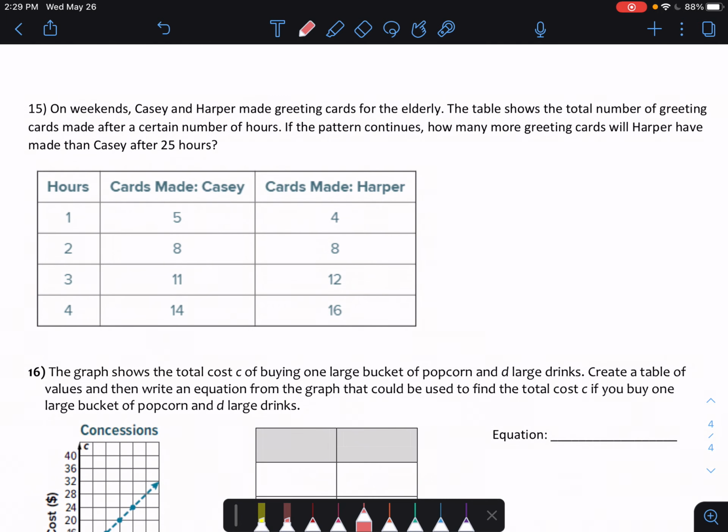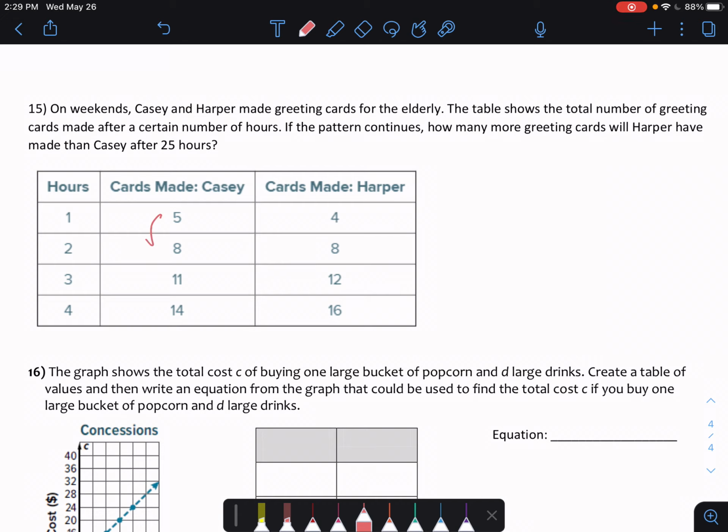Number 15 says, on weekends, Casey and Harper made greeting cards for the elderly. The table shows the number of greeting cards made after a certain number of hours. If the patterns continue, how many more greeting cards will Harper have made than Casey after 25 hours? So in this one, I've got two situations that have the same type of input. They're both hours. So I'm going to write an equation for each person, an equation for Casey and an equation for Harper.